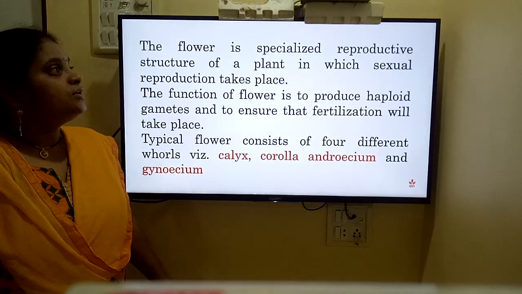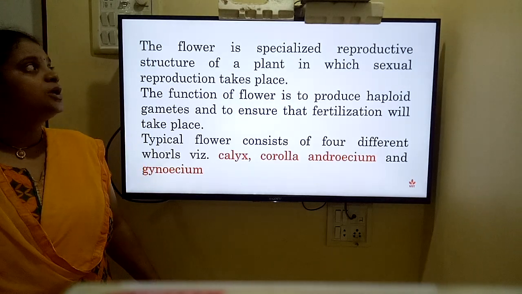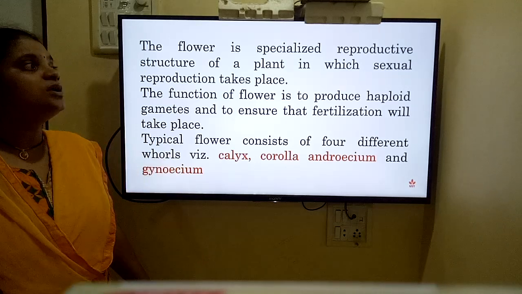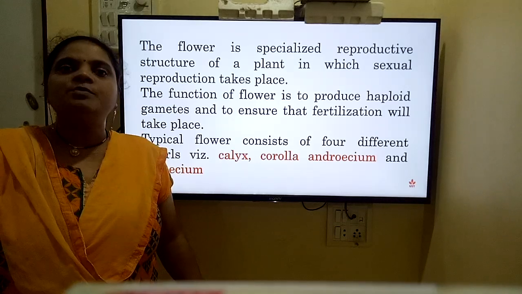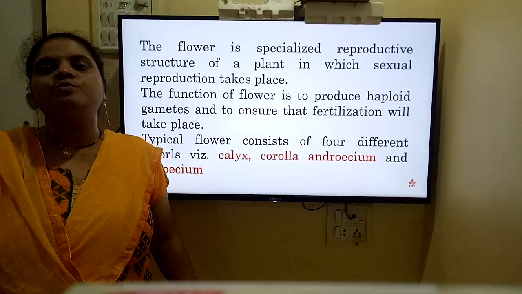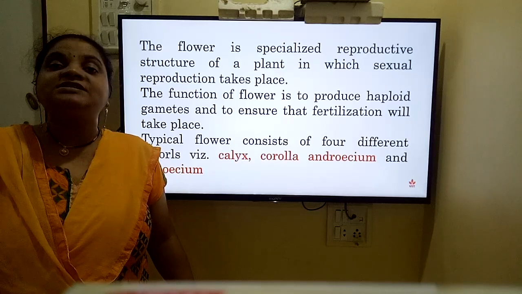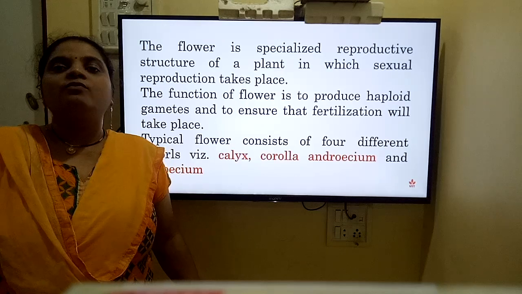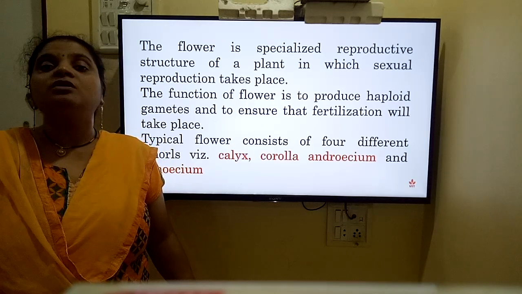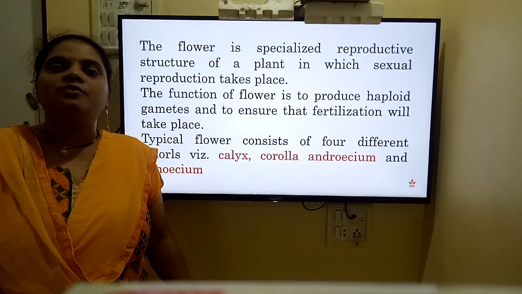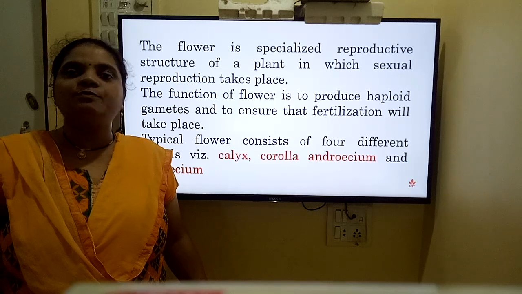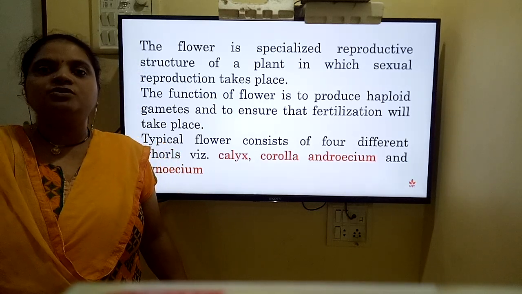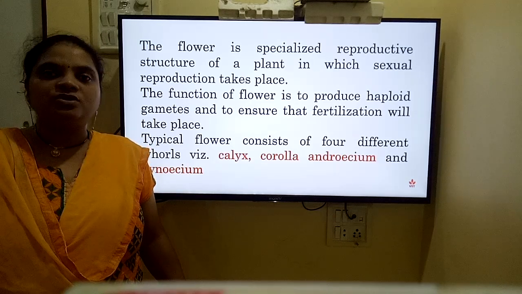The flower is a specialized reproductive structure of the plant in which sexual reproduction takes place. The main function of the flower is to produce the gametes, haploid gametes, and to ensure that fertilization will take place. So the main function of the flower, what is that? Production of haploid gametes and fertilization.